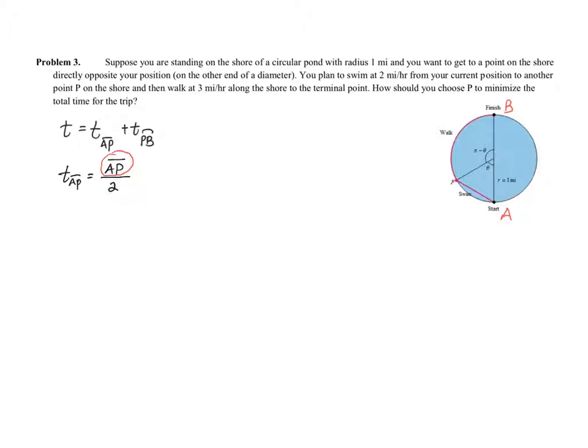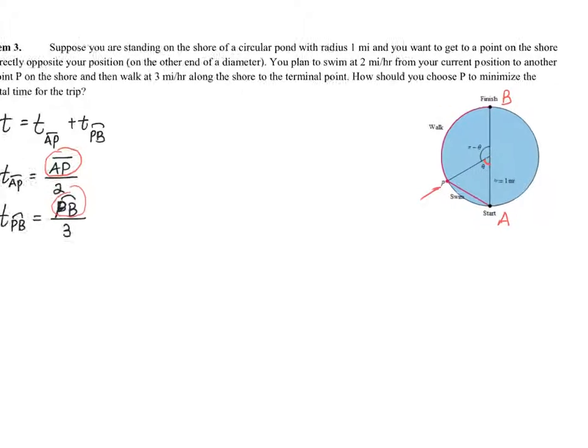And similarly, the time for arc PB is equal to the arc PB divided by the speed, which is 3 miles per hour. Again, we need to figure out this PB. Now, let's introduce a variable. The variable in this case will be, when this is P, let's define this angle as theta.